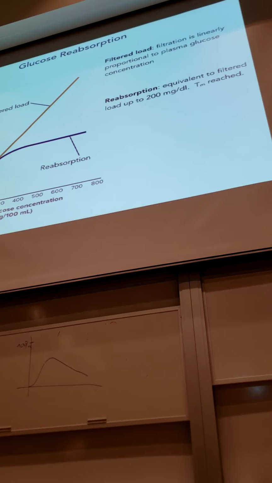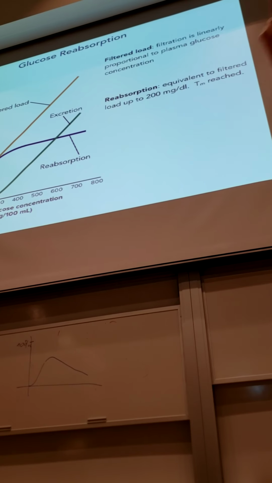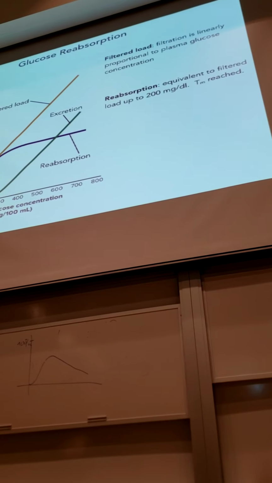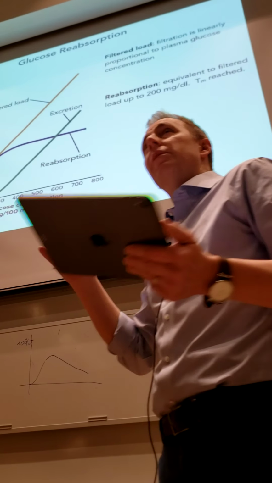So what does this tell you about excretion? Well, we could draw a line for that too. In other words, how much do we get rid of? How much of the glucose that's in the blood plasma do we get rid of? Well, up until 200, how much do we get rid of? Nothing. We don't get rid of any of it. Why not?